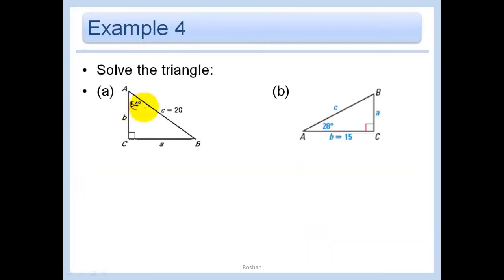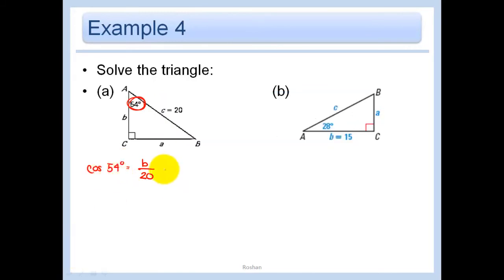In this problem here, oh my goodness, we have cosine again because it's the adjacent that's given. So the cosine of 54 degrees is equal to b over 20. Now in this problem here, I don't have my table to figure out what the cosine of 54 degrees is, so we are going to need to use our calculator.